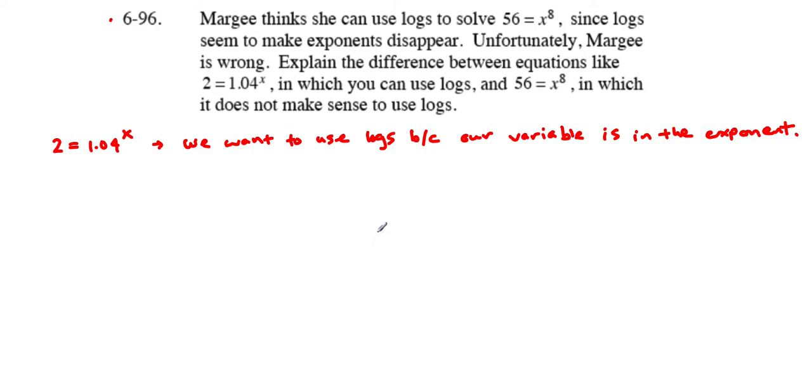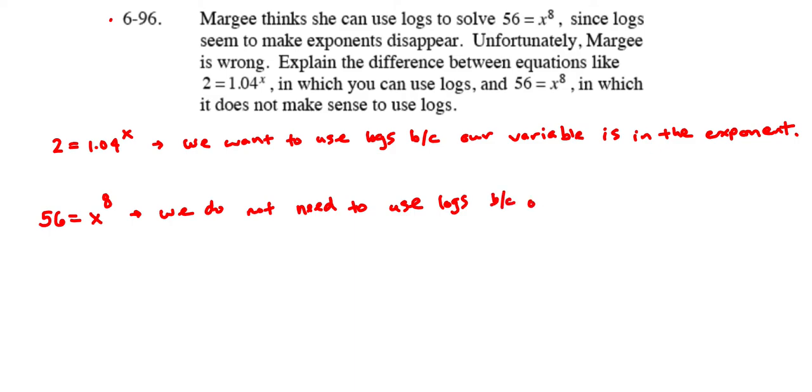That makes sense there. Okay, 56 equals x to the 8th doesn't make sense because our variable is not in the exponent. So we do not need to use logs because our variable is not in the exponent. So much easier just to say it than it is to write it all, right?